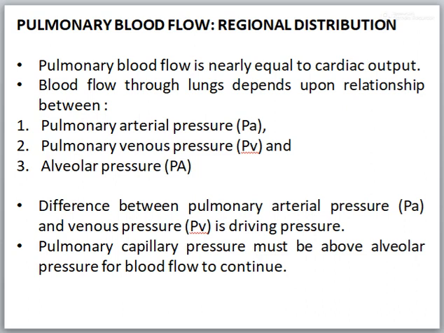Blood flow through the lung depends on the relationship between these three: the pulmonary artery pressure, pulmonary vein pressure and alveolar pressure. The difference between pulmonary artery pressure and venous pressure is the driving pressure, and the pulmonary artery pressure must be above the alveolar pressure for blood flow to continue.